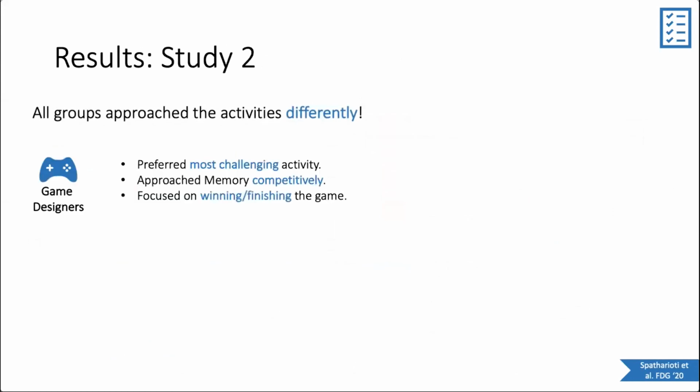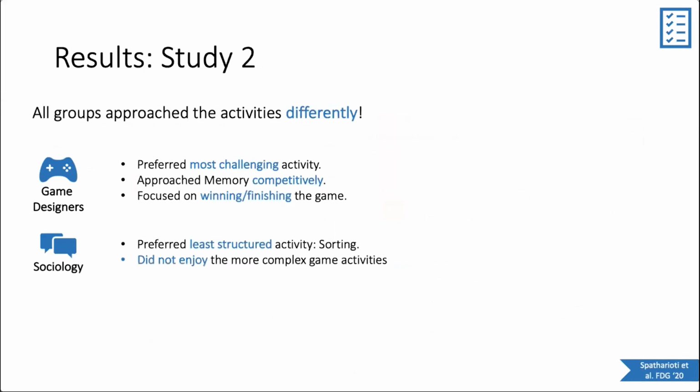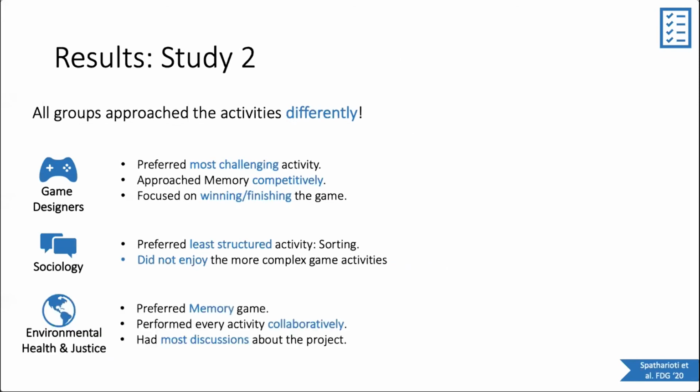More specifically, all groups approach the activities differently. The game designers preferred the most challenging activity. They approached memory competitively, and they were focused on winning and finishing the game. On the other hand, the sociology group preferred the least structured activity, which was sorting, and they did not enjoy the more complex game activities as much. Finally, the third group preferred memory the most, and they chose to perform every activity collaboratively. They also had the most discussions about the project overall.